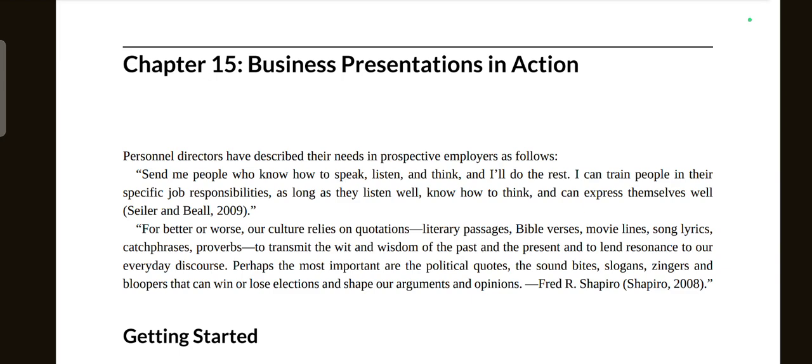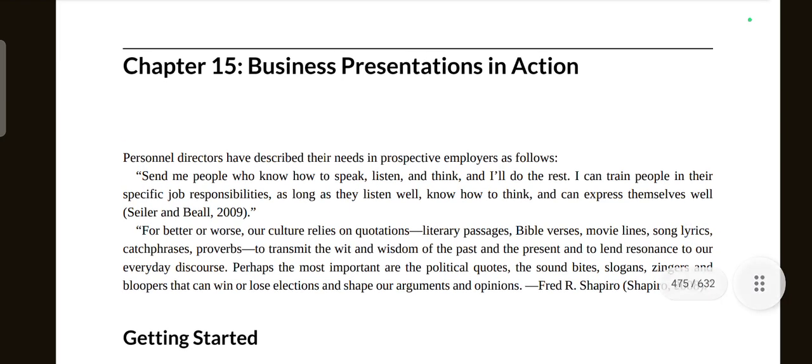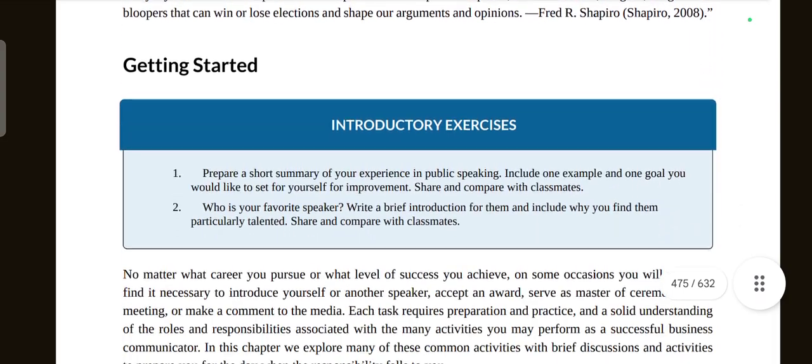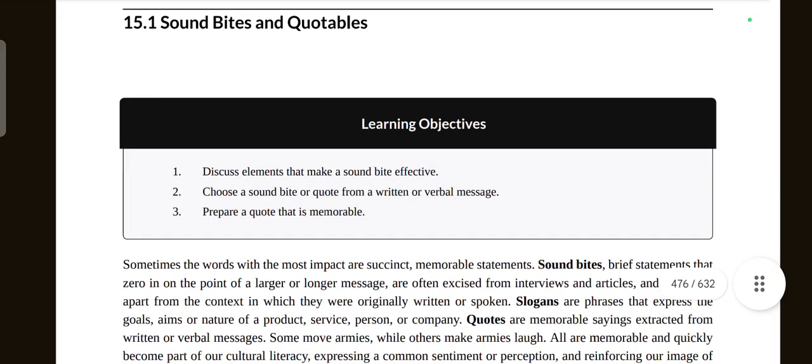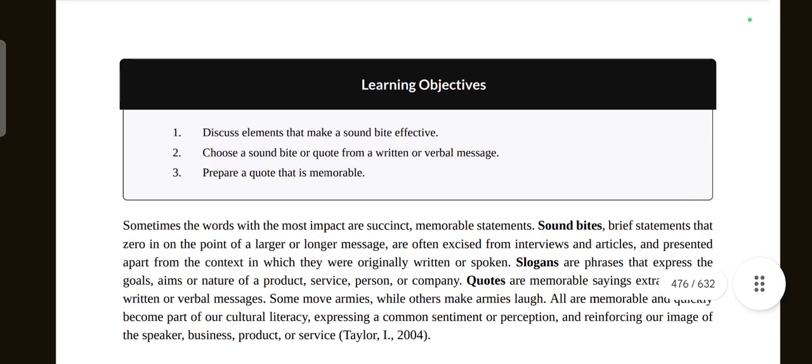Malik, and for today I will be discussing chapter 15, which talks about business presentations in action. So, sound bites and quotables.